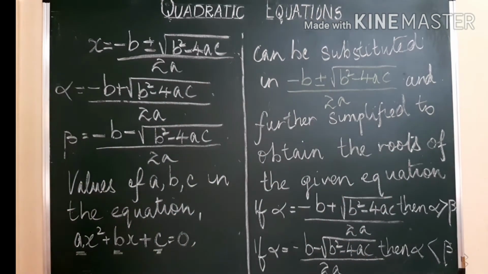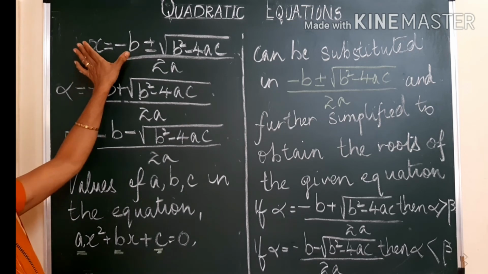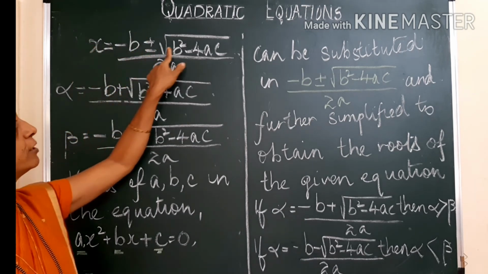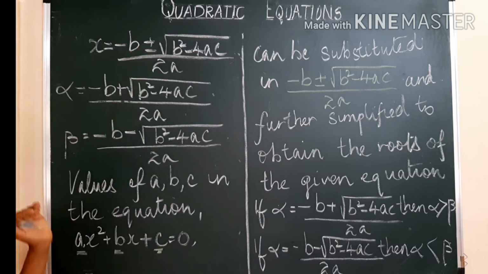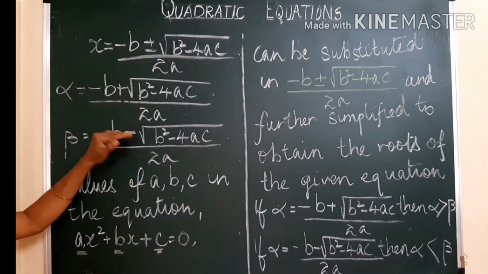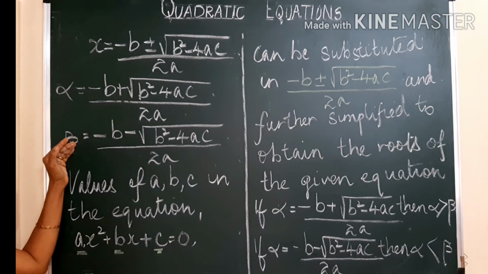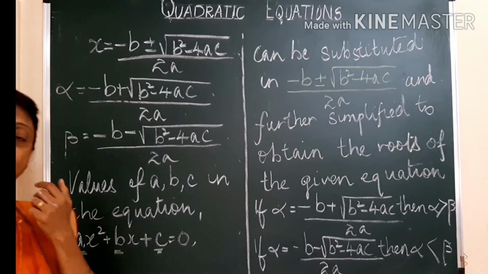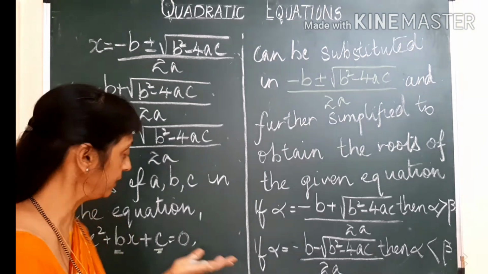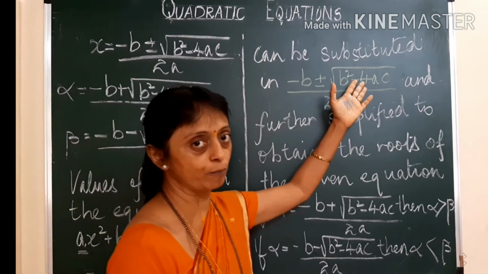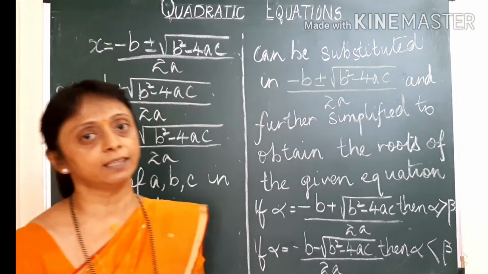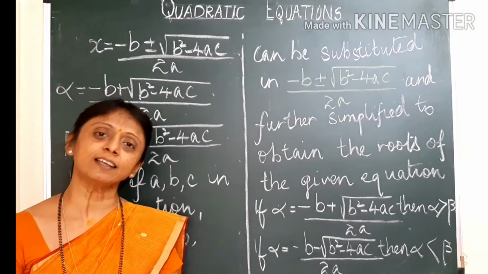So what did we learn over here? We learned that once you know the formula minus b plus or minus root of b square minus 4ac upon 2a, one of them can be termed as a positive root, that can be alpha. The other one will be termed as the other one, that is beta. Now further on we will take problems. We will take few quadratic equations, find out the values of a, b, c from that particular equation, substitute in the given formula and see how we obtain the roots of that given quadratic equation.